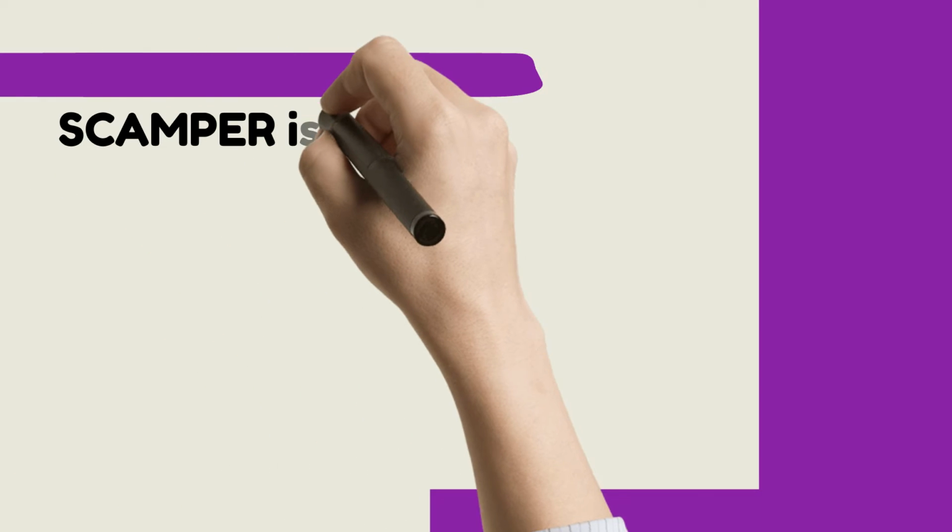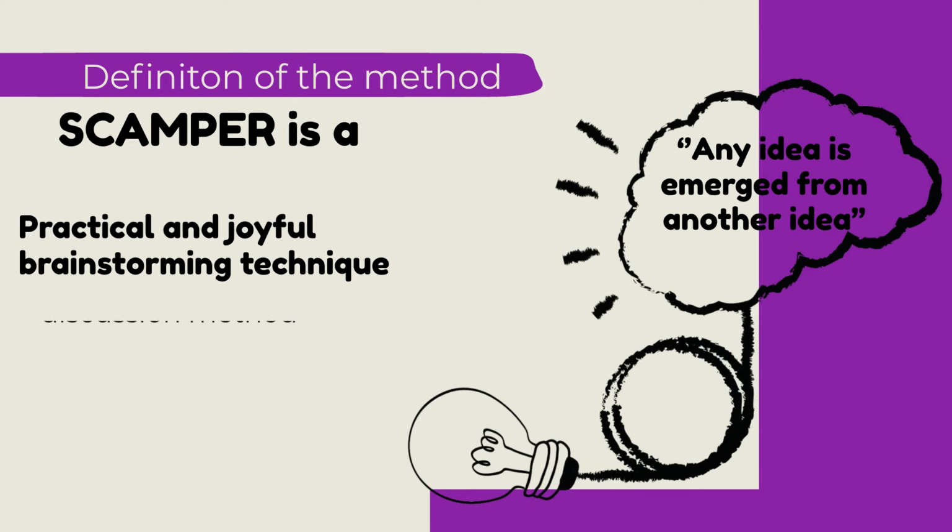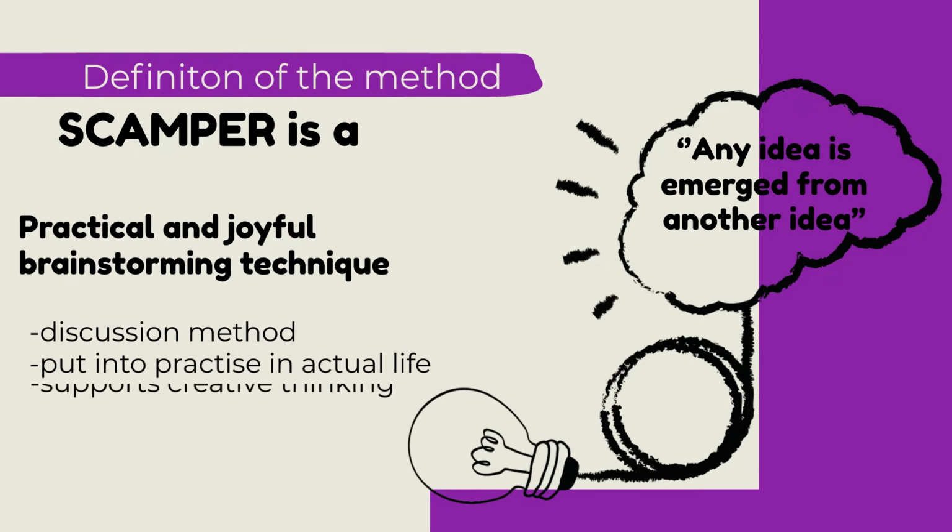Definition of the method. The philosophy of Scamper is based on the concept that any idea has emerged from another idea. Scamper is a practical and joyful brainstorming technique in a discussion method, leading to an actual implementation in real life and supporting creative thinking. The Scamper brainstorming technique uses steps to review an object.